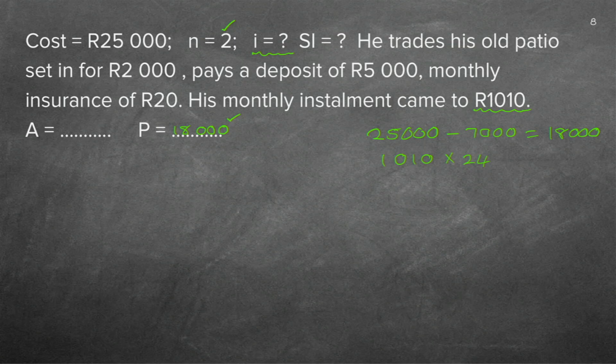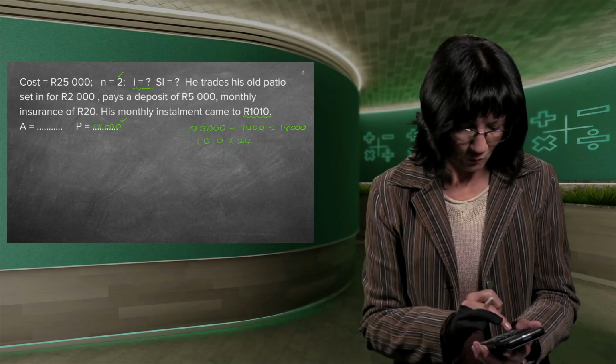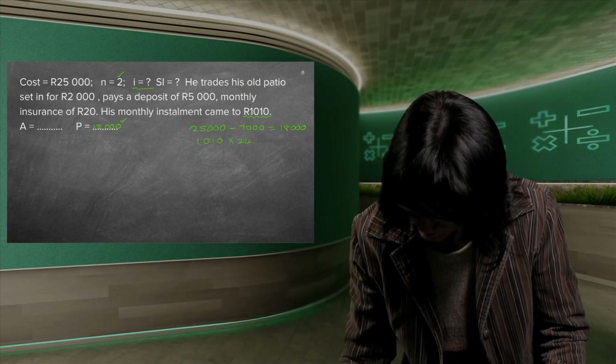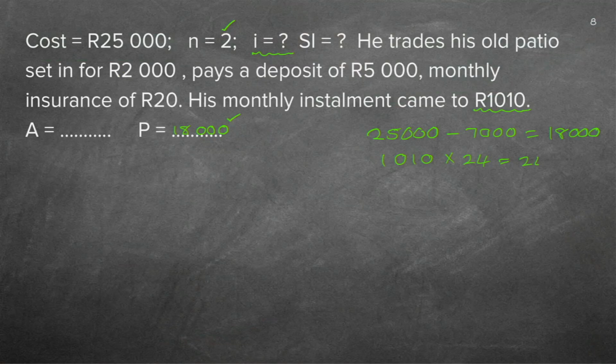So let's quickly do that. 1,010 times 24 equals 24,240. You agree with me? You sure you agree with me?